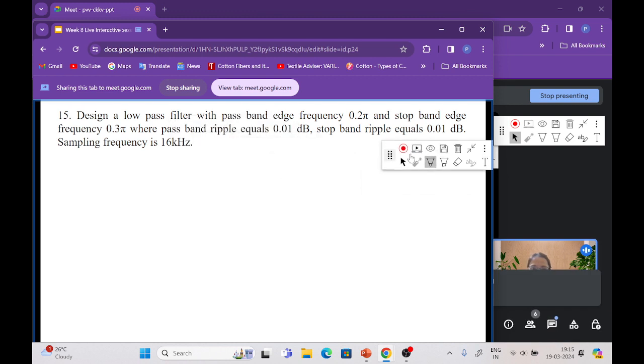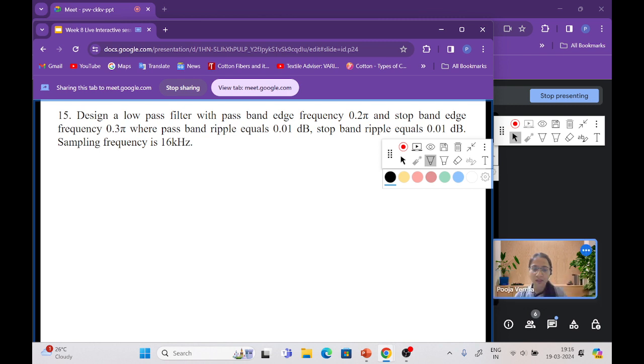Okay, so the next question is: design a low pass filter with pass band edge frequency 0.2 pi and stop band edge frequency 0.3 pi, where pass band ripple is equal to 0.01 dB and stop band ripple equal to 0.01 dB. Sampling frequency is 16 kilohertz. Here the sampling frequency is given. What we need to do? We design a low pass filter, right?